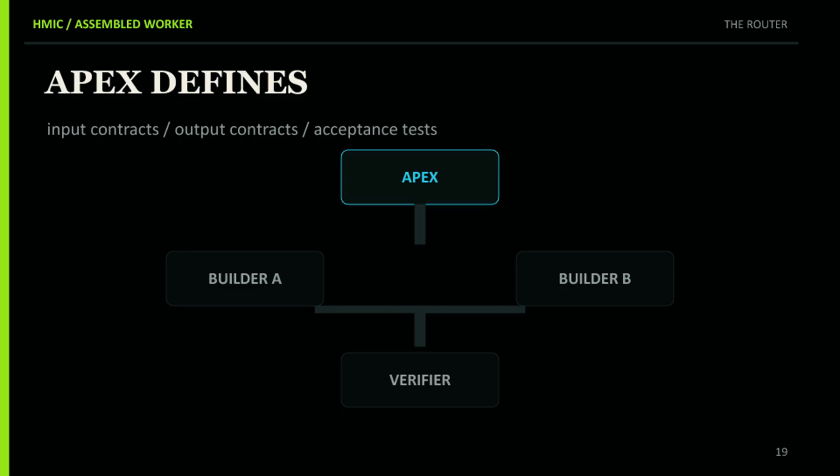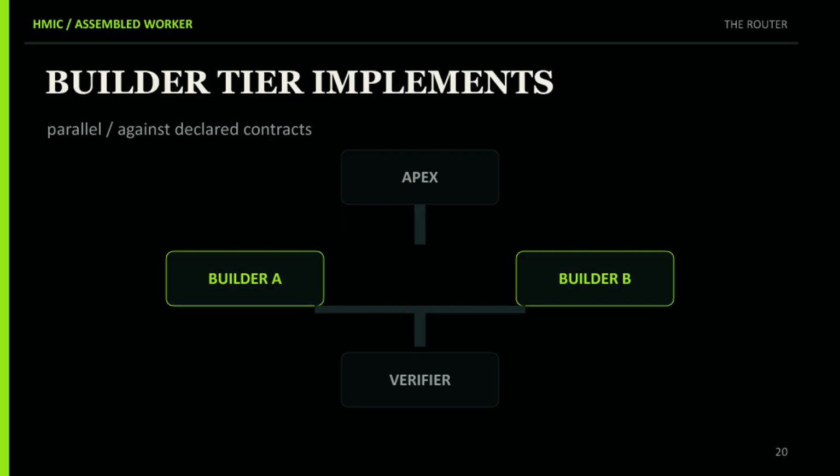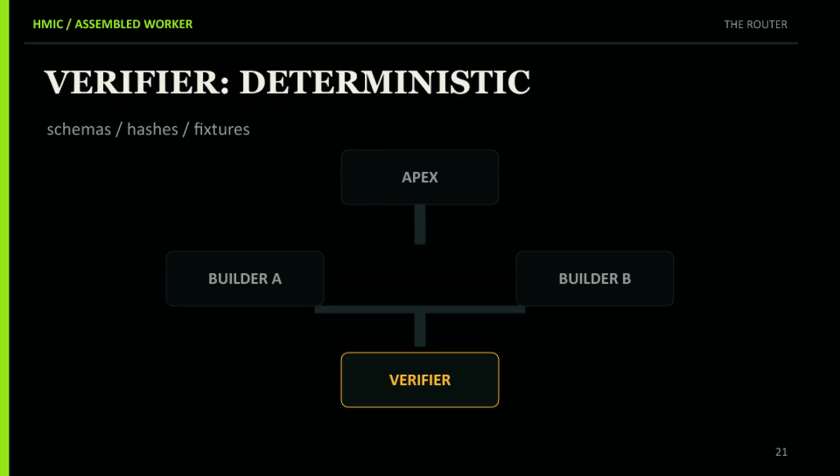Here's one routing example. It starts at the apex. An apex worker receives an open-ended specification, returns a bounded system definition, input contracts, output contracts, and acceptance tests. That definition is what flows downstream. That definition goes to the builder tier. Two workers implement parallel components against the declared contracts independently, each returning output to the verifier. The verifier is deterministic. It runs schemas, checks hashes, and replays fixtures. These are binary pass-fail operations a conventional program runs without a language model.